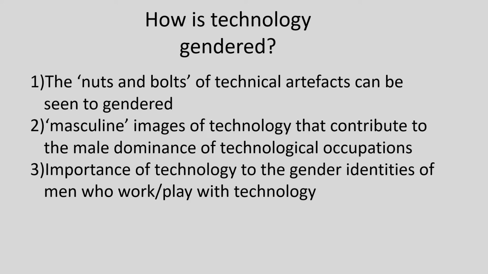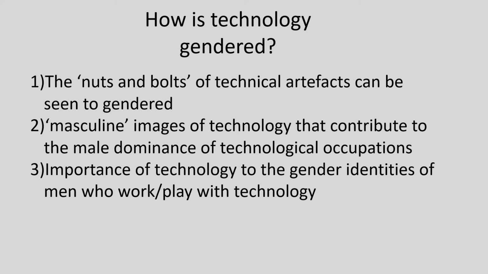So the question: how is technology gendered, or how does gender enter into technology and become a part of technological artifacts? I think there are three main claims that Faulkner makes in this paper. She mentions four, but I think we can condense them to three. The first one is the nuts and bolts of technical artifacts. So the artifacts themselves can be seen to be gendered in the way that they work, in the values they embody.